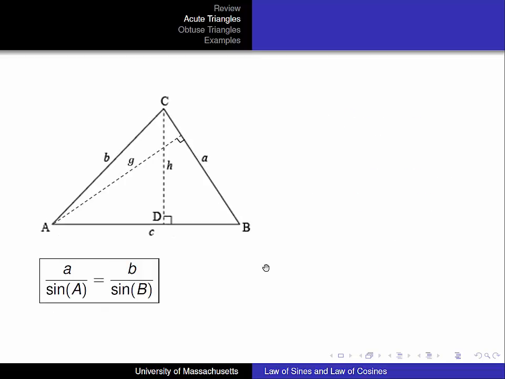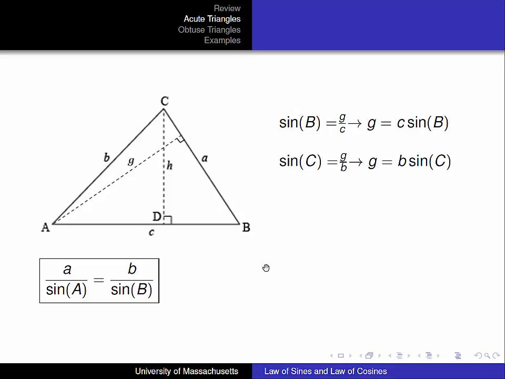Now, we want to fit C into this equation somehow. This time I'm going to draw a side from angle A to side A that again hits side A at a 90-degree angle. So again we have two right angle triangles. Looking at sine B, which this time has sides C and G, sine is opposite over hypotenuse, in this case G divided by C. So G equals C sine B. And sine C, in the triangle that has sides B and G, is G divided by B, and similarly, G equals B sine C.